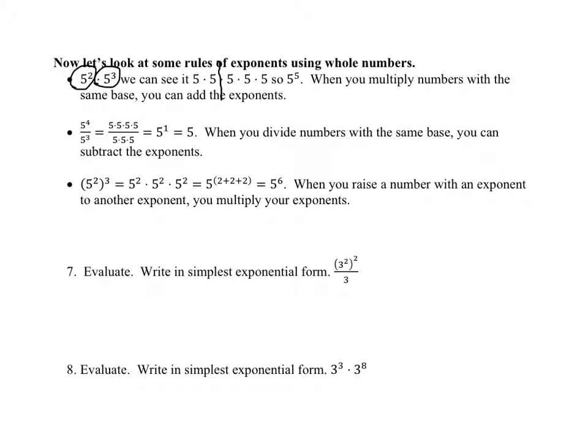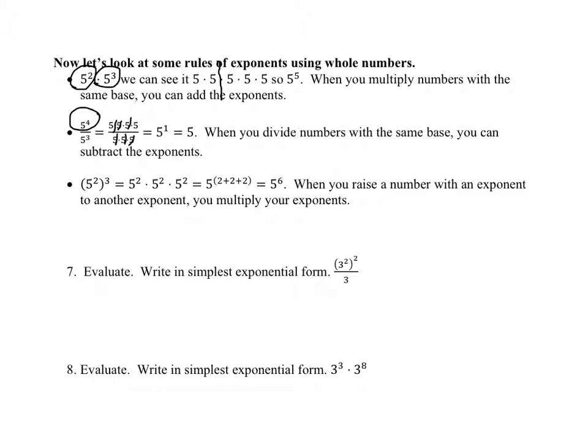For the next one, let's look at dividing. 5 to the fourth really means 5 multiplied by itself for a total of 4 times. And then 5 to the third means 5 times 5 times 5. So now what I can do is divide out 3 of these 5s, because 5 divided by 5 is just the number 1. So I'm not canceling them, I'm dividing them out. They become 1. And I get 5 to the first, which is 5. So when you divide numbers of the same base, you just subtract the exponents.